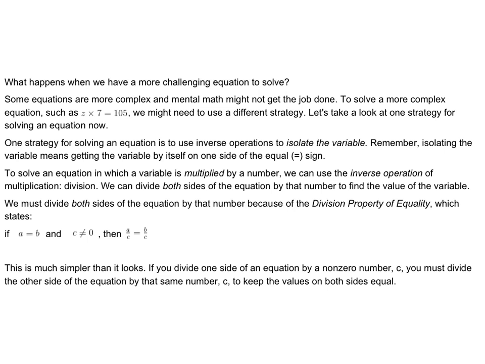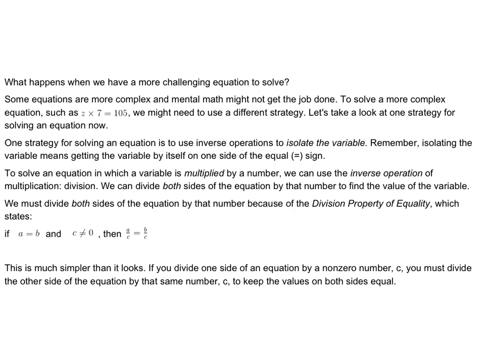So what happens when we have a more challenging equation to solve? Some equations are more complex and mental math might not get the job done. To solve a more complex equation, such as z times 7 equals 105, we need to use a different strategy. Let's take a look at one strategy for solving that equation now. One strategy for solving an equation is to use inverse operations to isolate the variable. Remember, isolate the variable means getting the variable by itself on one side of the equal sign.